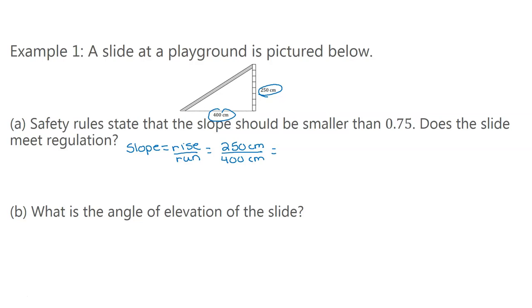Now, changing that to a decimal, I'll divide 250 by 400 on my calculator, and I get 0.625. And because this is less than 0.75, I can say, yes, the slide is regulation size.